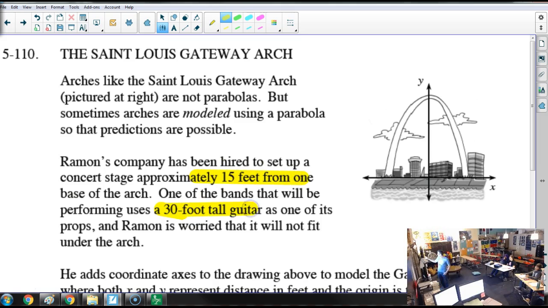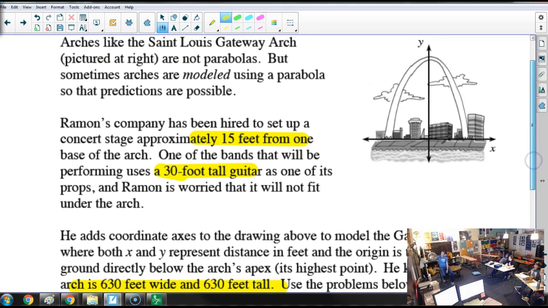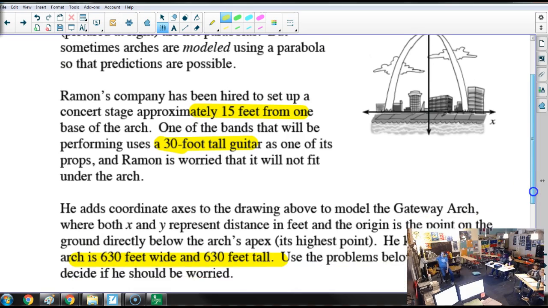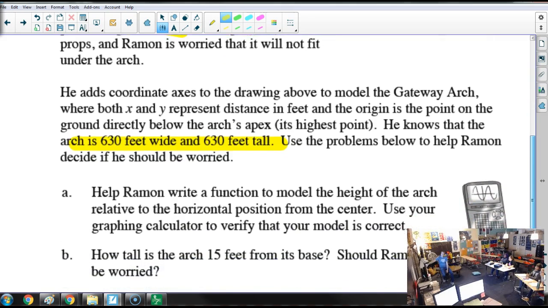What? Not the guitar. A 30-foot top. It's the same width as it is high. You're talking about the arch again. Not Golden Gate. The Gateway Arch. It's in St. Louis, a giant arch made of metal. Is it like a perfect square? It's a parabola, a perfect parabola.